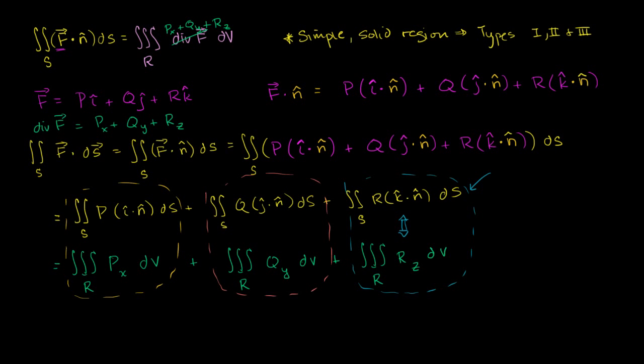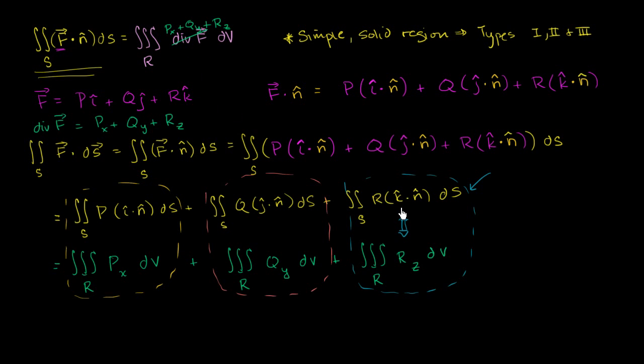I think we're now ready to get into the meat of the proof. In the last video, we said if we can just prove that each of these parts are equal to each other, we essentially have proven that that is equal to that, because here in yellow is another way of writing the flux across the surface, and here in green is another way of writing the triple integral over our region of the divergence of f.